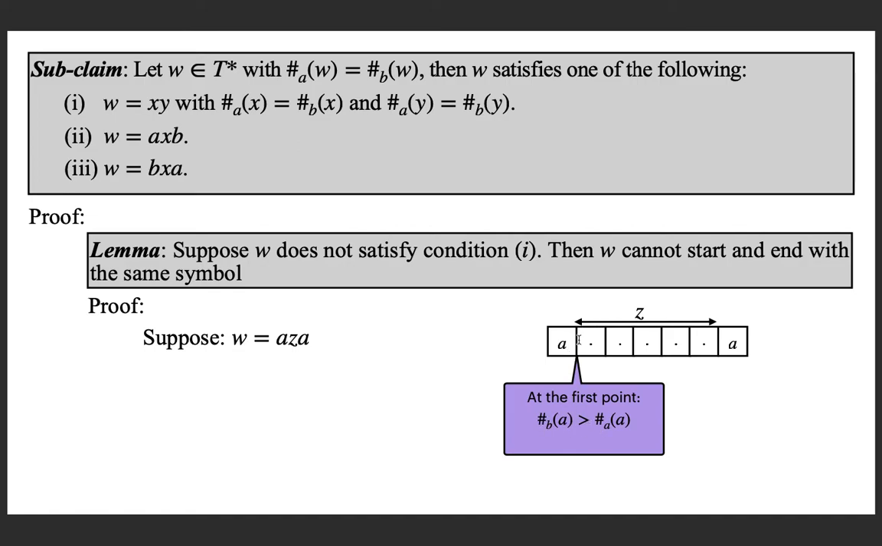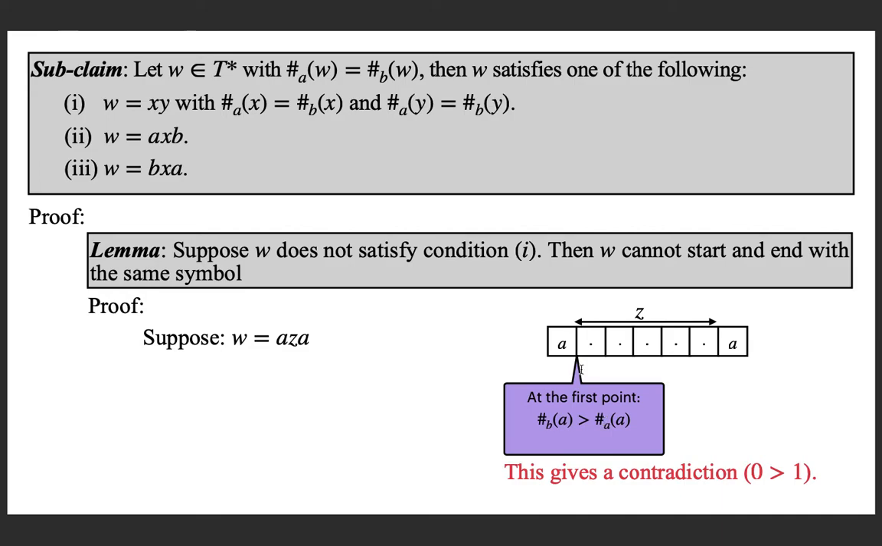Number of A's at that point is greater than number of B's. And at this point the string is just A. It is number of B's in A is greater than number of A's in A. That is a contradiction, because number of B's in A is 0 and number of A's in A is 1. This is a contradiction.